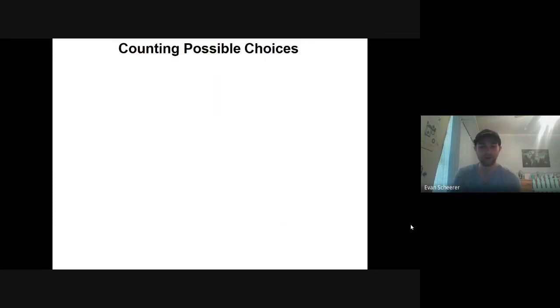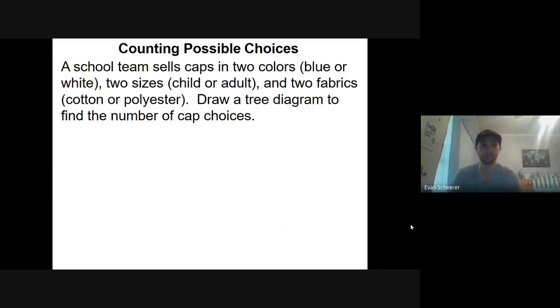So let's count all the possible choices of this example. A school team sells caps in 2 colors. You can get the hat in blue and white. You can get it as a child or an adult size, or you can have 2 fabrics, cotton and polyester. We need to draw a tree diagram to find the number of cap choices.